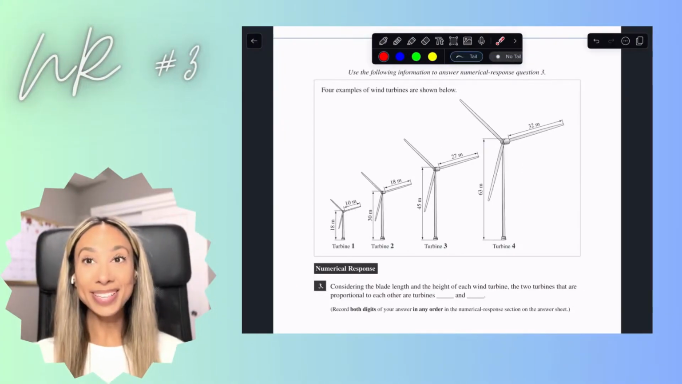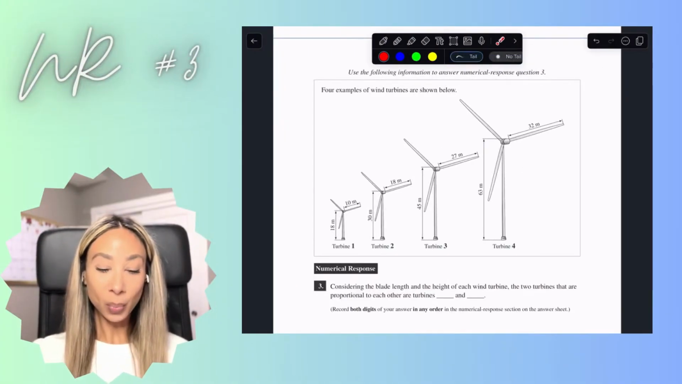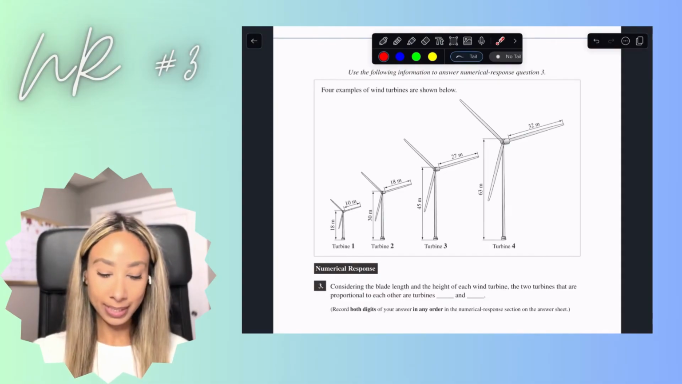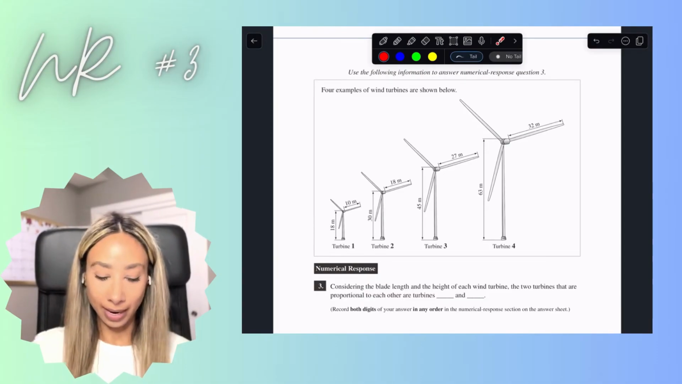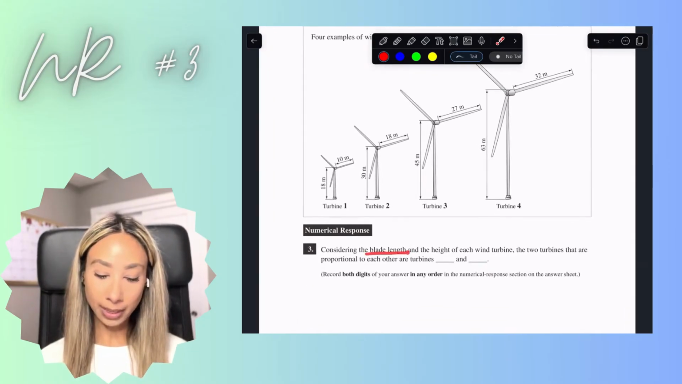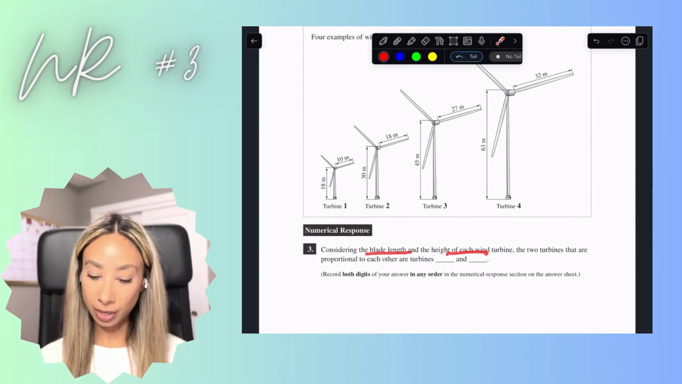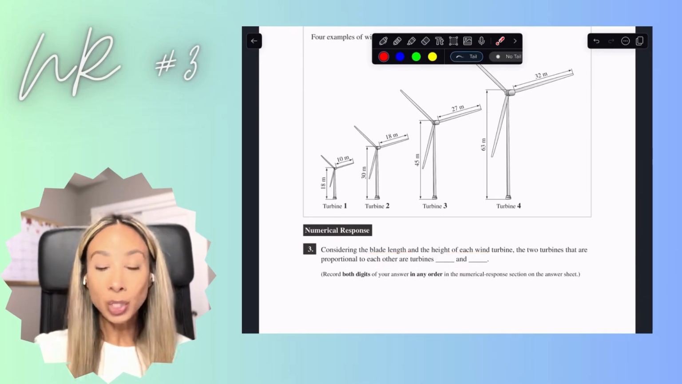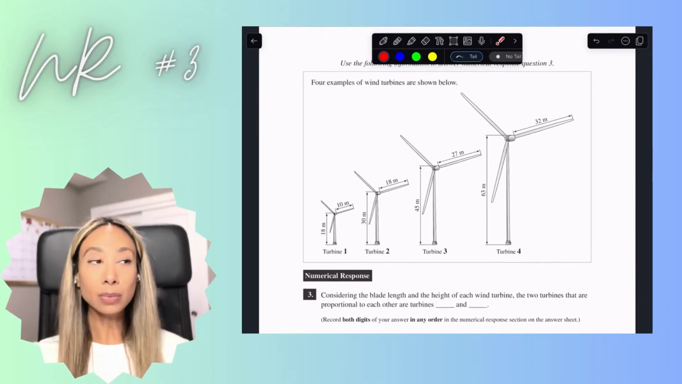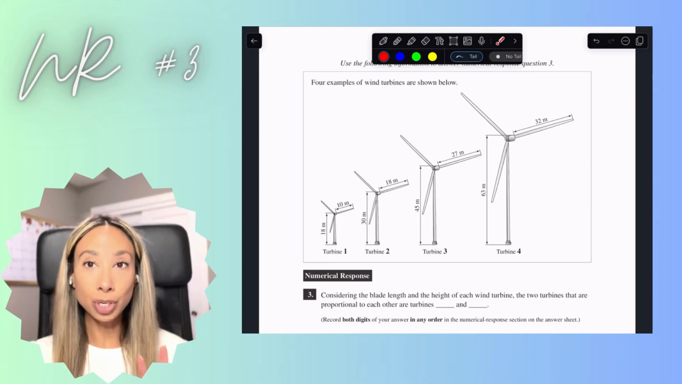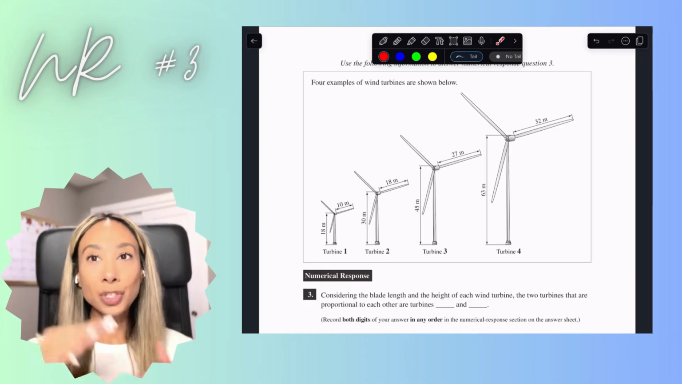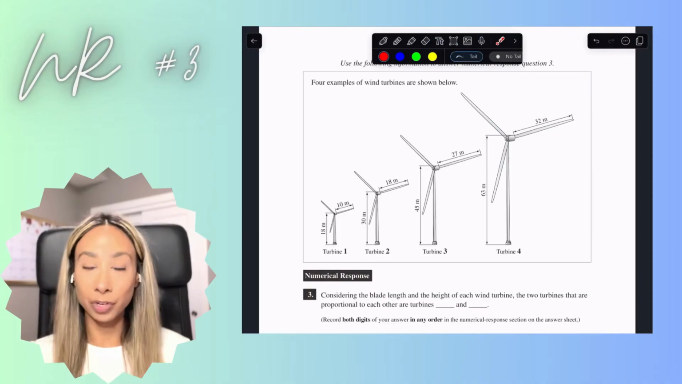Okay, numerical response number 3 here. So we've got some wind turbines and we can see that there's 4 of them. And one thing I noticed right off the bat is they're increasing in height. So our job is to look at the blade length and the height of the wind turbine and determine the two that are proportional. So with proportional, what we're saying is we're really looking at scale factors here. And we want to know which scale factors would be the same, indicating that the 2 turbines are the exact same. One is just a bigger version of it, or one of it's a little version of it.